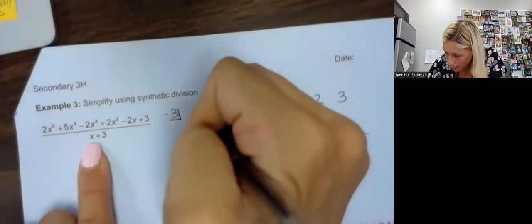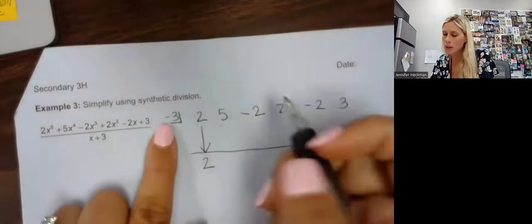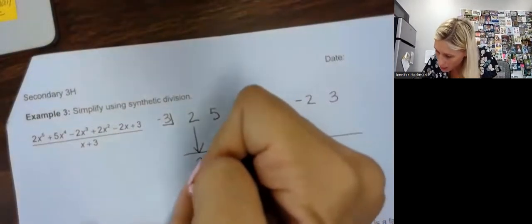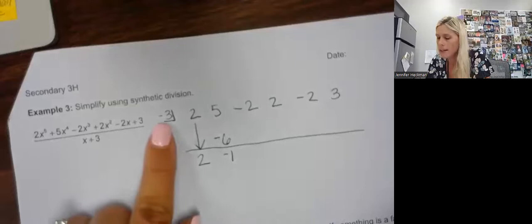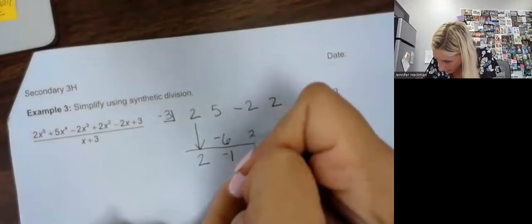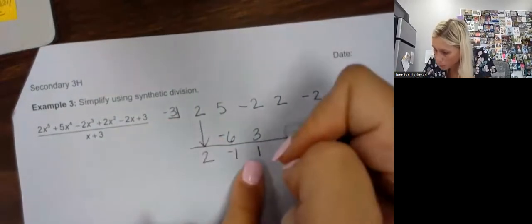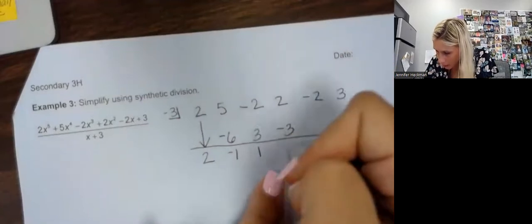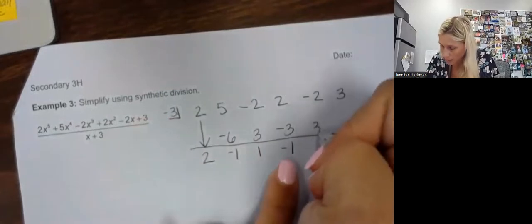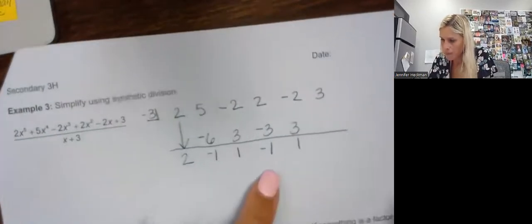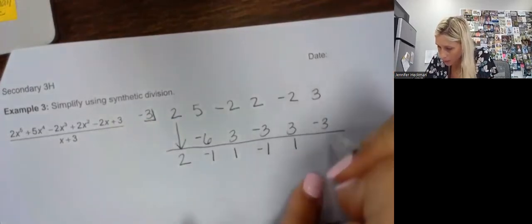Okay, bring down your first term, so 2. Multiply. Negative 3 times 2 is negative 6. Add straight down, we get negative 1. Negative 3 times negative 1 is 3. Add straight down, we get 1. Negative 3 times 1 is negative 3. Add straight down, we get negative 1. Negative 3 times negative 3 is 3. Add straight down, we get 1. Negative 3 times 1 is negative 3. Add straight down, it's a 0.